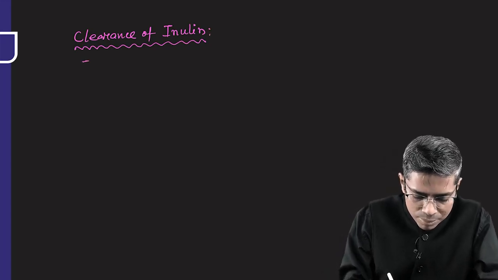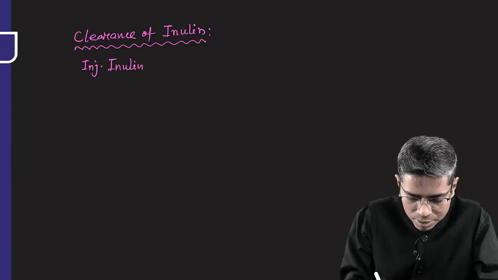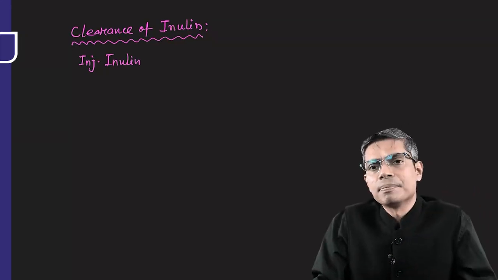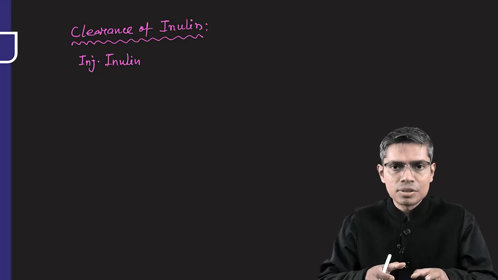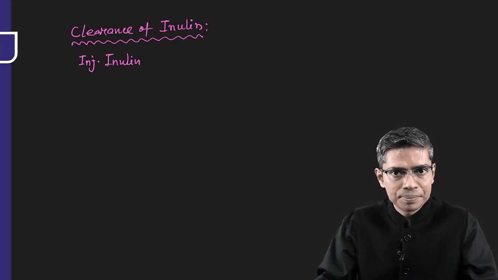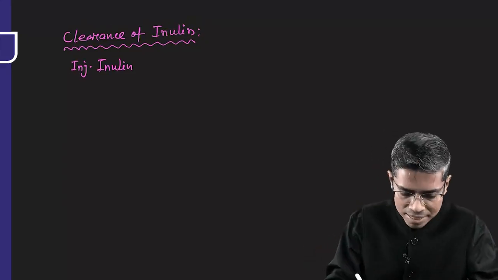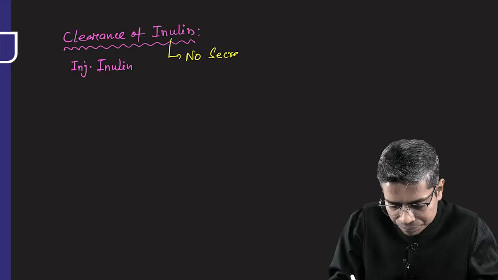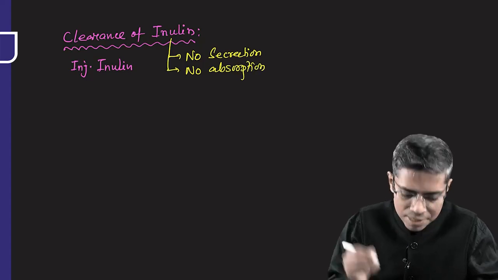So what you have to do is first give an injection of inulin to the subject or to the patient. You are giving a certain amount of inulin injected in the vein. Then that inulin will be circulated through your circulation, and then it will reach the level of your glomerular capillary. Then there will be filtration, then no absorption, no secretion. I'm writing here because you must remember that there is no secretion and no absorption. Obviously there will be filtration because it's a freely filterable substance.